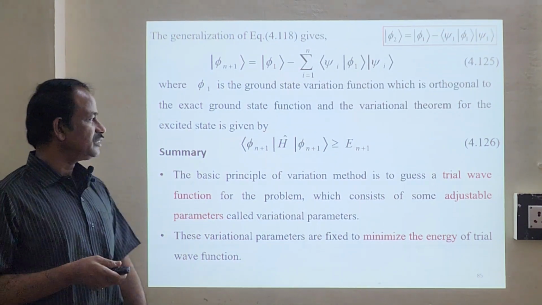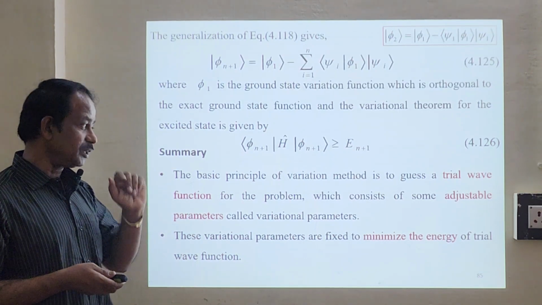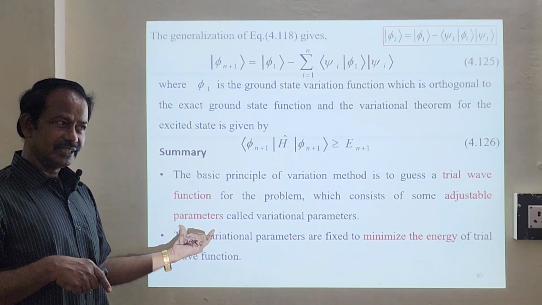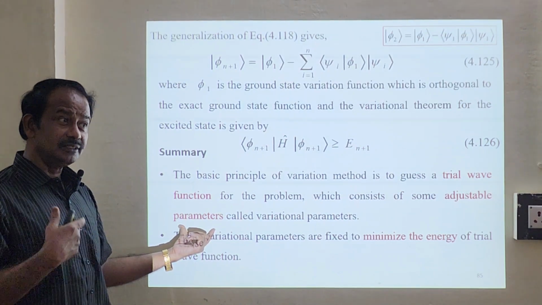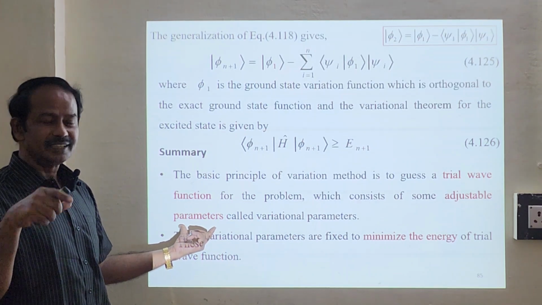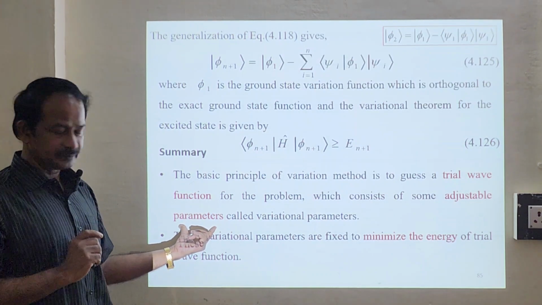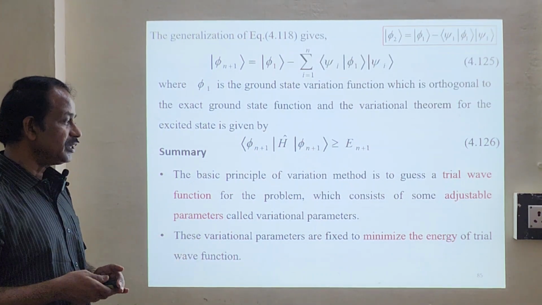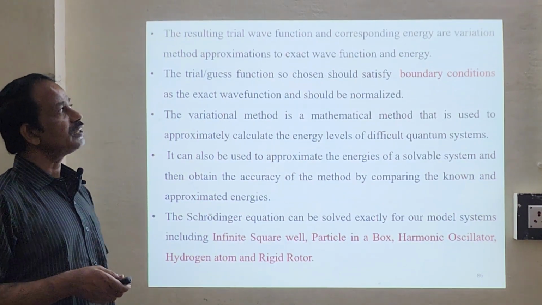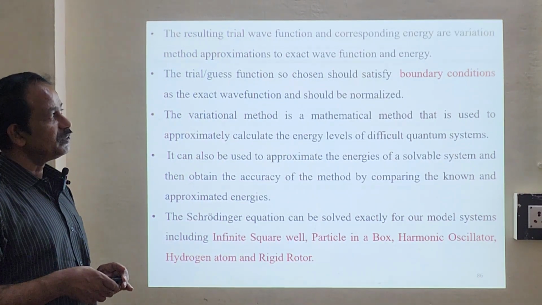The basic principle of variation method is to guess the trial wave function according to the physical properties that we have already studied for the problem, which consists of some variation parameters, that is, adjustable parameters. For example, the inverse of the Bohr radius, or the inverse of the effective Bohr radius when you study a quantum dot or quantum well for a semiconductor. These variation parameters are fixed to minimize the energy of the trial wave function. The resulting trial wave function and corresponding energy are variation method approximations to the exact wave function and energy.